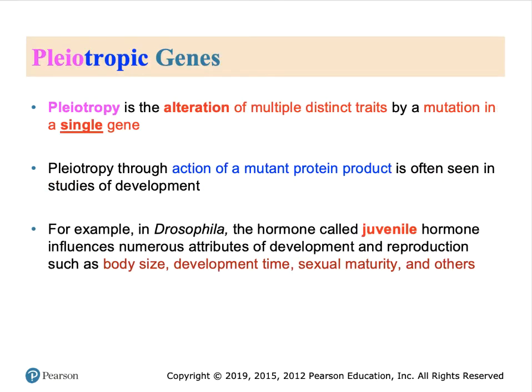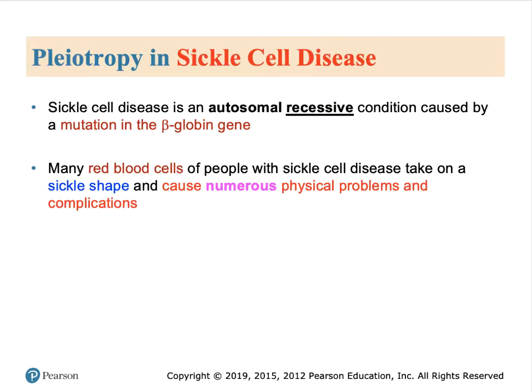The next concept is pleiotropy. Pleiotropic genes have an influence not on one characteristic, but multiple characteristics of the organism. Thus one to many when it comes to genotype to phenotype. The most common occurrence of this type of gene is during development. There's a classic example in Drosophila where the hormone called juvenile hormone has numerous effects on development. If that juvenile hormone is defective, then you'll have impacts on body size, development time, sexual maturity, and on and on. A single gene with multiple effects.